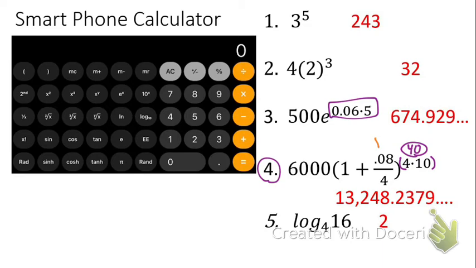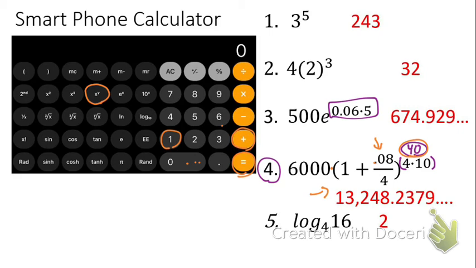So we're going to start right here. 0.08 divided by 4, make sure you hit equals. Then we're going to add 1 to that. Hit equals. Then we use this button and then hit 40. Hit equals again. Then we have to multiply that by 6,000. And you should get 13,248.2379, because it keeps going. And that's what you should get for number 4.